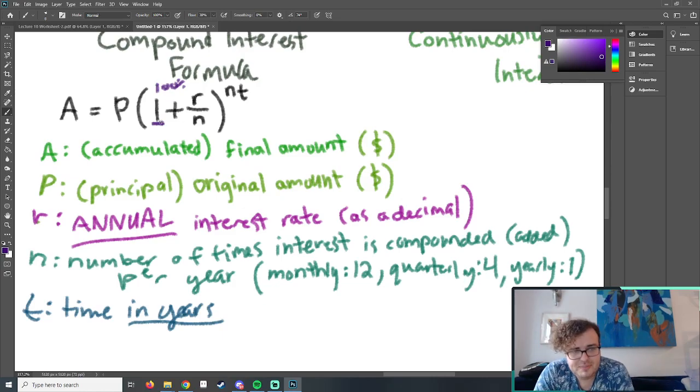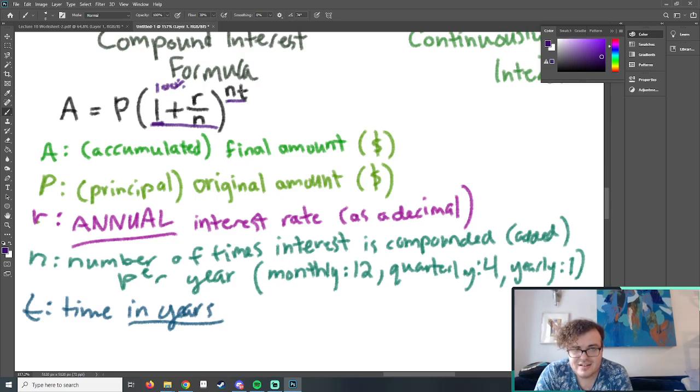Again, this 1 plus R over N is just them saying, okay, your interest rate is 10%, but we're going to calculate it 4 times this year, so we're actually just going to give you 2.5% each time we compound interest. So you can think of what's in this parenthesis as how much they're multiplying by each time they compound the interest. Now that makes this make a little bit more sense.